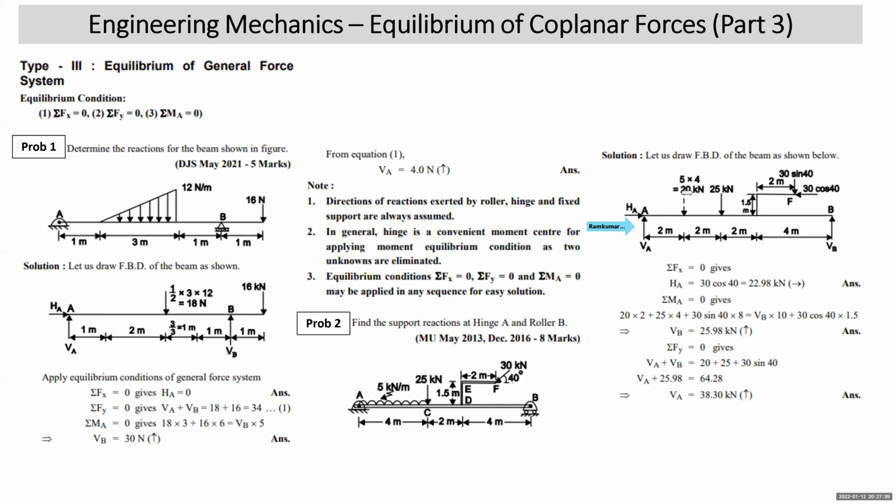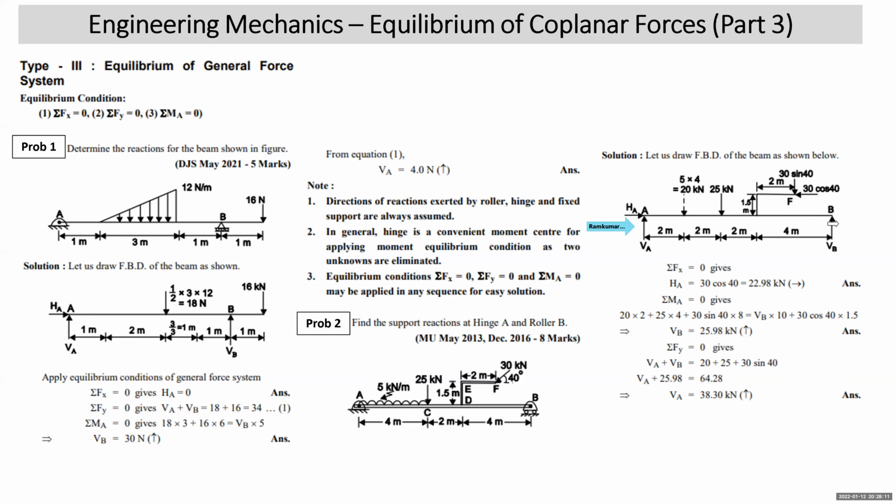This 20 will give you clockwise moment, 20 into 2. 25 into 4 is clockwise moment. 30 sin 40 is downward at a distance of 8 meters, so 30 sin 40 into 8 is clockwise moment. Then this 30 cos 40, which is to the left, should be assumed against the moment center. So 30 cos 40 will give you anti-clockwise moment. It is at what perpendicular distance? 1.5. So 30 cos 40 into 1.5 will give anti-clockwise moment, which we have written on the right side.